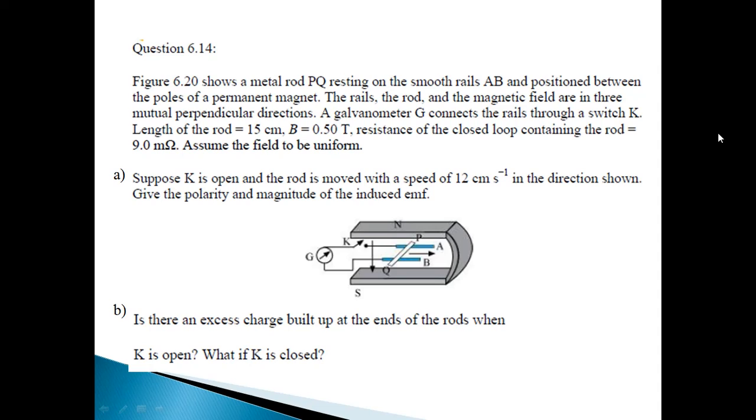All right. So we have now a metal rod PQ resting on smooth rails. You can see the two parallel rails A and B. The rails, the rod, and the magnetic field are in three mutually perpendicular directions, as you see. So we have to assume the field to be uniform also. So let us see the first question. Suppose K is open and the rod is moved with a speed of 12 centimeter per second in the direction shown. Give the polarity and magnitude of the induced EMF.